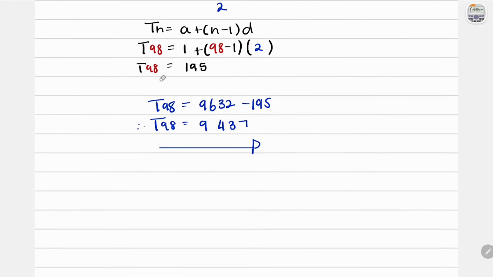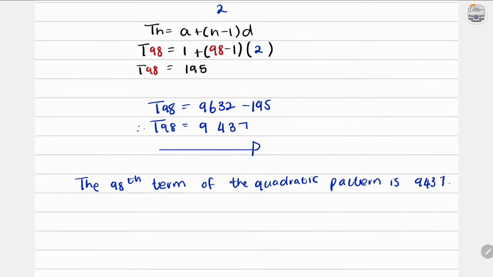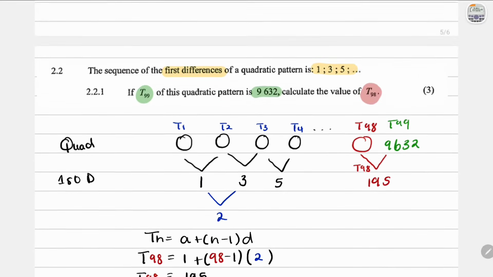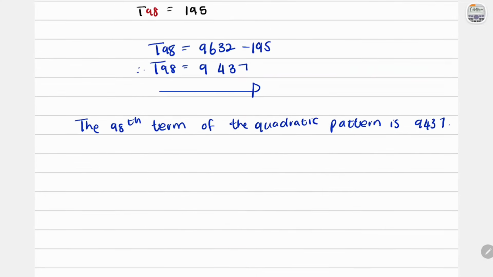You can also make that clear because you have a 98 there, but that's for the first difference. Okay, so there we go. I concluded with that. So that is it for that question. Moving on to the next question.